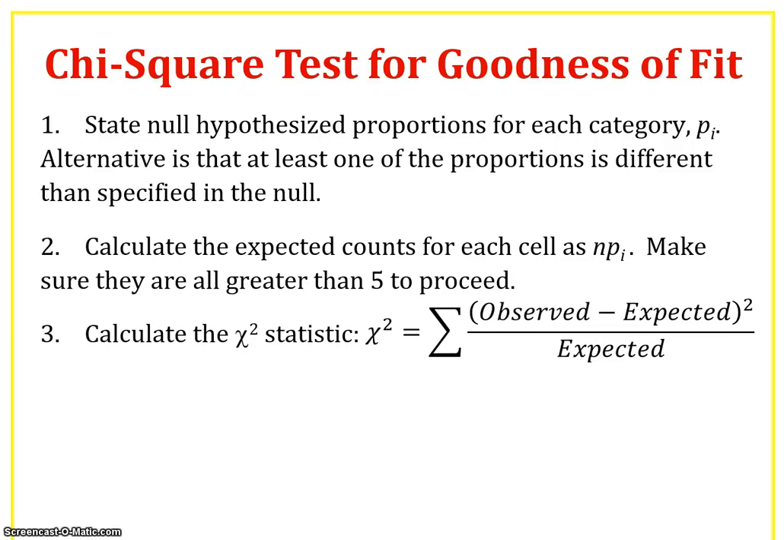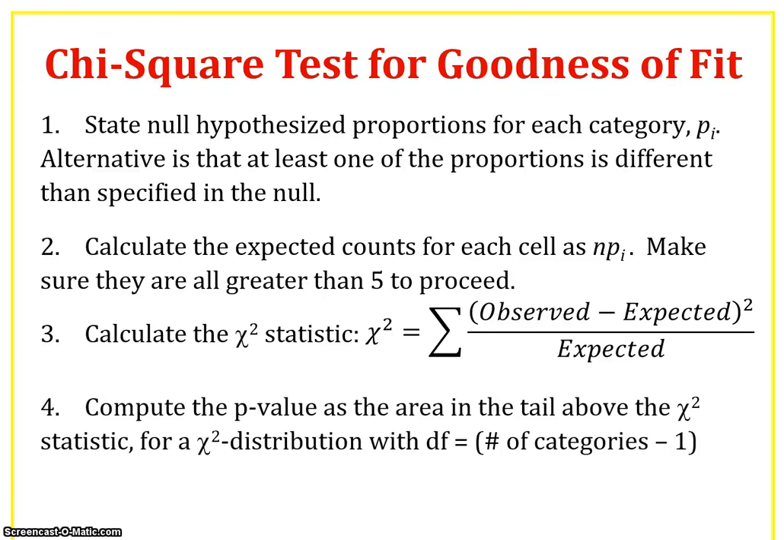Next thing we'll need to do is calculate the chi-square test statistic. Once we have the chi-square statistic, we're going to compute the p-value as the area in the tail above the statistic for a chi-square distribution with degrees of freedom equal to the number of categories minus 1. And then the last thing we're going to do is use our p-value to draw a conclusion in context.